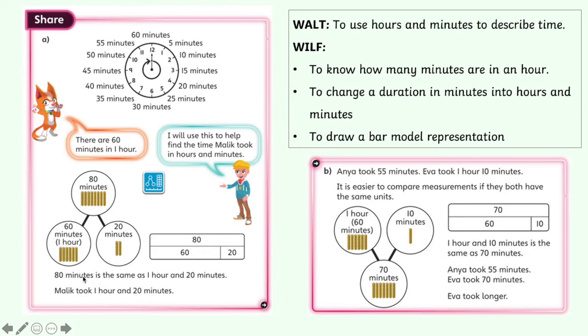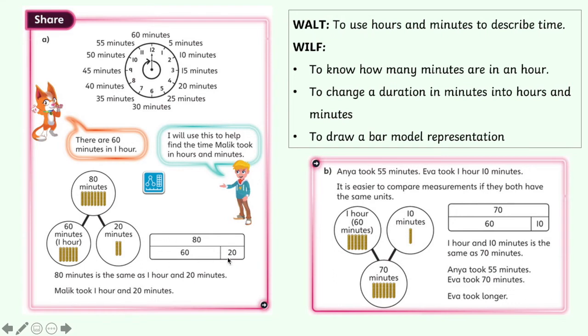Well, have a look down here. Overall, we've got 80 minutes, and you can see that this has been represented in words and with our tens and ones apparatus. 80 is 8 tens. Now, if we know that 1 hour is 60 minutes, then we can take 6 of these tens and put them in this part. That's 1 hour or 60 minutes. And we're going to have 20 minutes remaining.